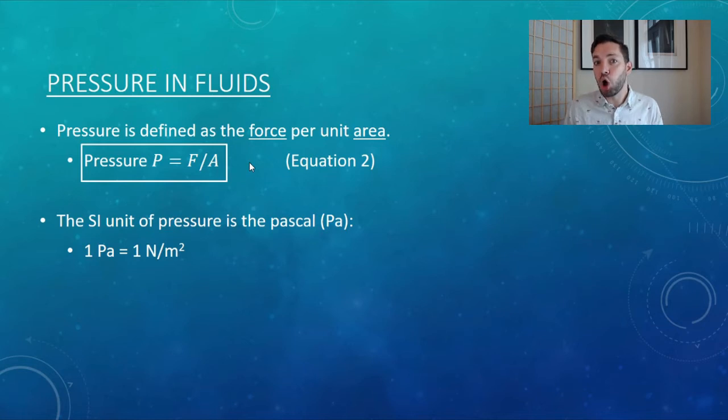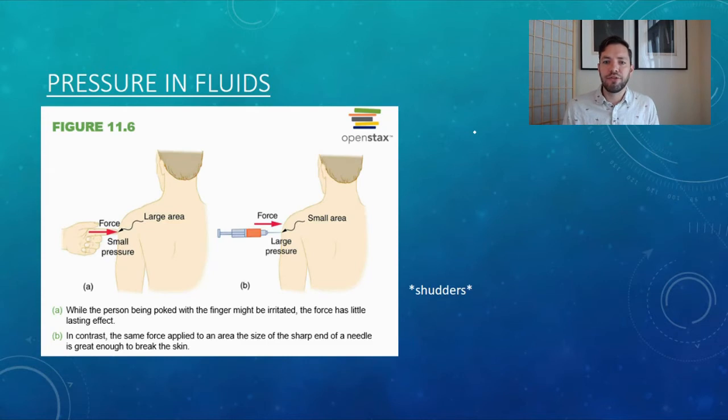1 Pascal is defined as if you imagine 1 Newton of force pushing down on 1 square meter. That's pretty small. So the pressures that we deal with in everyday life are going to be on the scale of tens of thousands or hundreds of thousands of pascals. So we're going to be using lots of scientific notation.